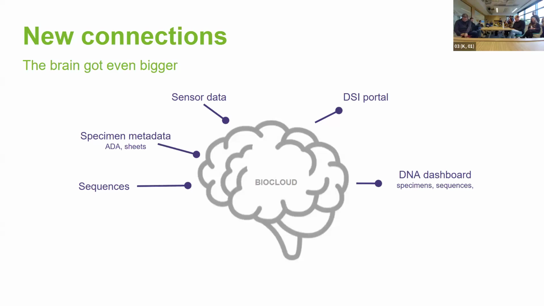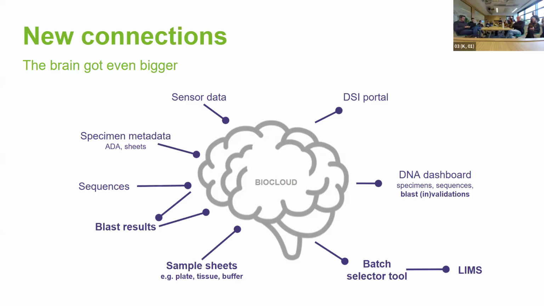So this is the image that you've seen in July. We have sensor data, we have specimen metadata coming from ADA or from sheets, we have sequences, and that goes to the DSI portal and the DNA dashboard. Now we've added some sources. So that's the blast results. And you can see it's connected because we get the sequences from the bioinformaticians. Then we add the metadata that was collected in ADA, and then we give it back to them to do the blast. And in addition, we also added sample sheets as a source. That's for the lab, that goes to a batch selector tool and to the LIMS.